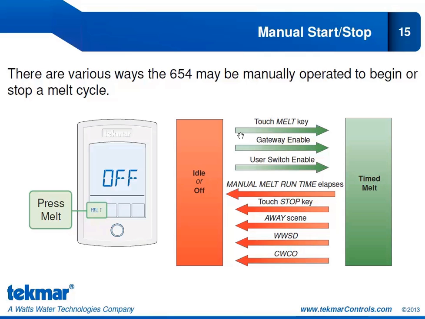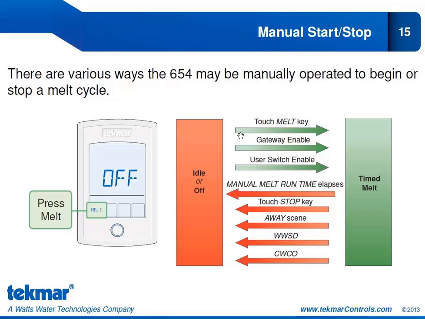The manual start and stop is always an option for the 654. So you can move from the idle or off state into a timed melt state by touching the melt key, so pushing this melt key on the 654. You can also do it by enabling the 654 through a gateway 483. And you can use a user switch to enable it into the melt state as well. We will talk about the use of gateways and user switches in the third feature set training segment, which is segment number 7 in this TechMar Snowmelt training webinar series.